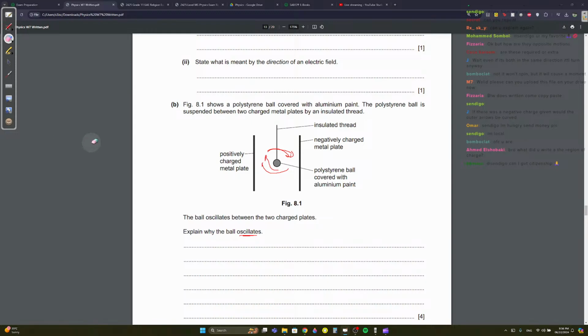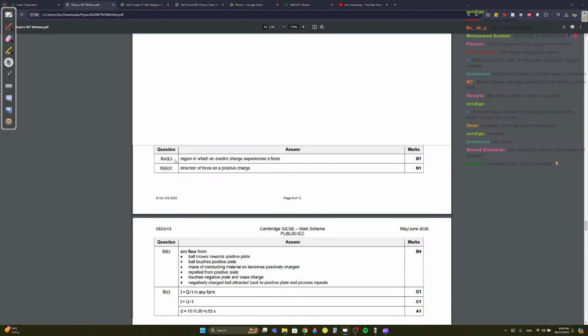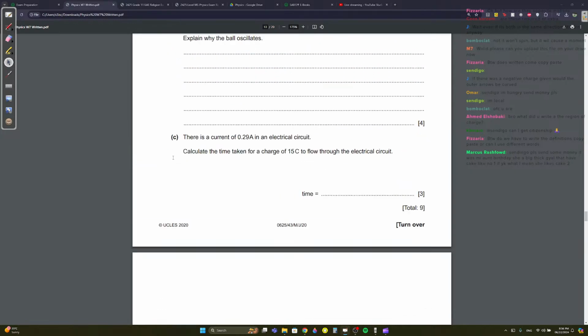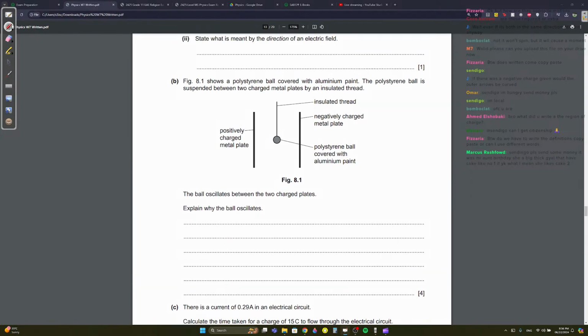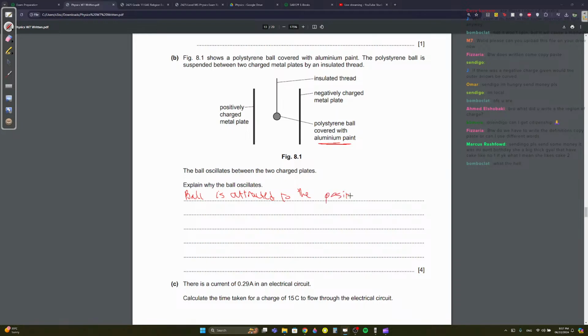I think I have a reason why. So I'm gonna look at the mark scheme first. Okay, yeah, it's exactly this. This was, by the way, in the book. Why does the ball oscillate? The first thing is the ball. It's aluminium, so it will be attracted to the positive. Our ball is neutral, so it's gonna be attracted to the positive. Ball is attracted to the positive plate.